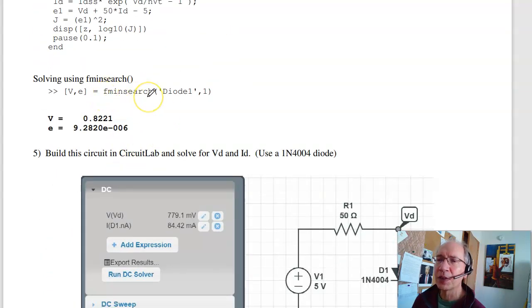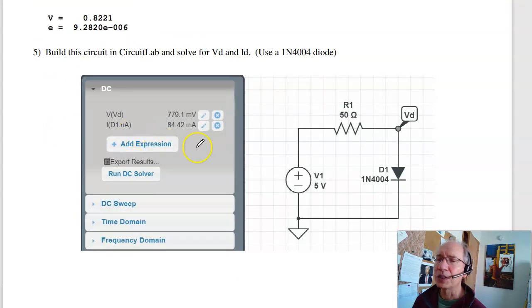That's the function fmin_search. I'm going to minimize this function. My initial guess is 1 volt. Go. And it comes back saying that the voltage is actually 0.8221, and the minimum, the sum squared error, is 9 times 10 to the minus 6. Pretty much 0. So that's the second way to solve, using numerical methods like fmin_search.